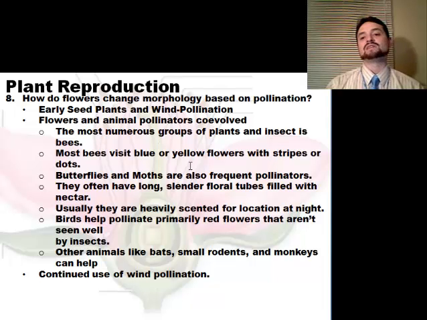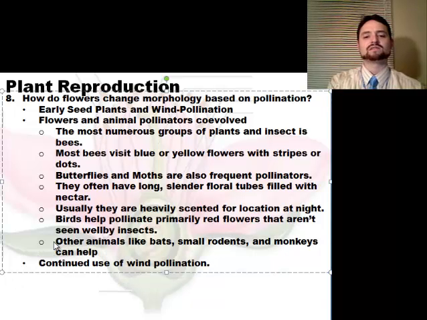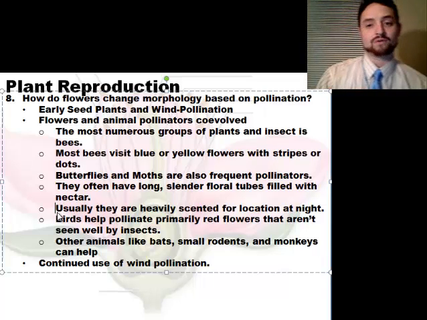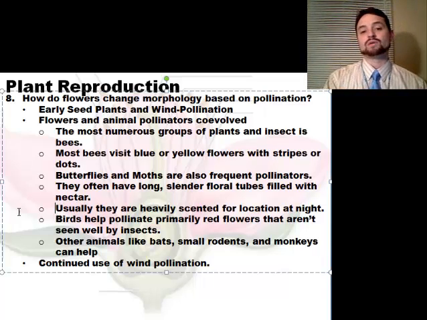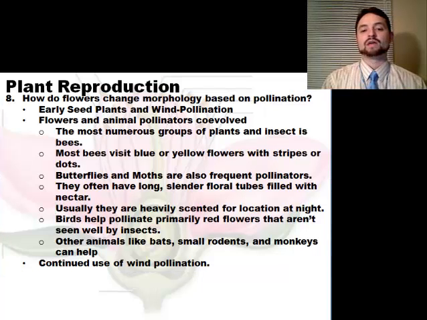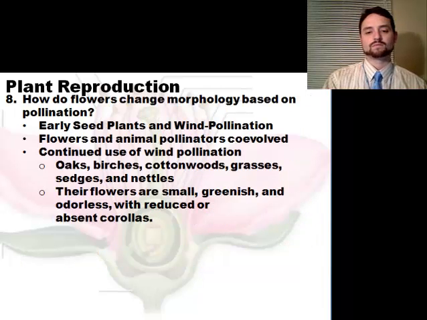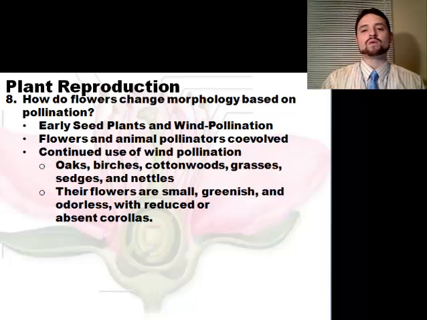Usually they're heavily scented for location at night, and you can smell flowers just by walking in a room. If there's fresh flowers in there, you usually know it. Birds help pollinate primarily red flowers that aren't seen well by insects, so you'll specialize with birds. And if you see a lot of red flowers, what you'll probably notice is birds will be around them, pollinating them more than insects. Other animals like bats, small rodents, and monkeys can help too, and that can change the flower's adaptation. I continue to look at wind pollination.